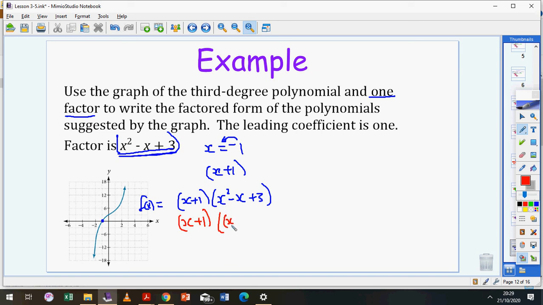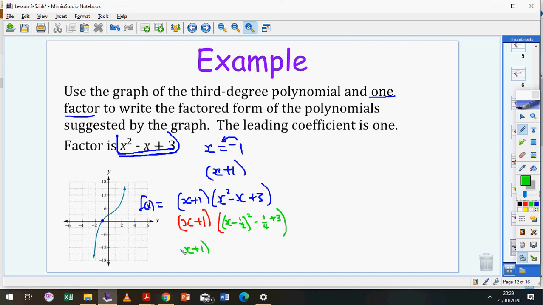Let me use a different color on this. 1x, subtract half of the coefficient, so x minus half squared, and then subtract the square of that half, so minus a quarter, plus 3. Okay, so this is x plus 1.